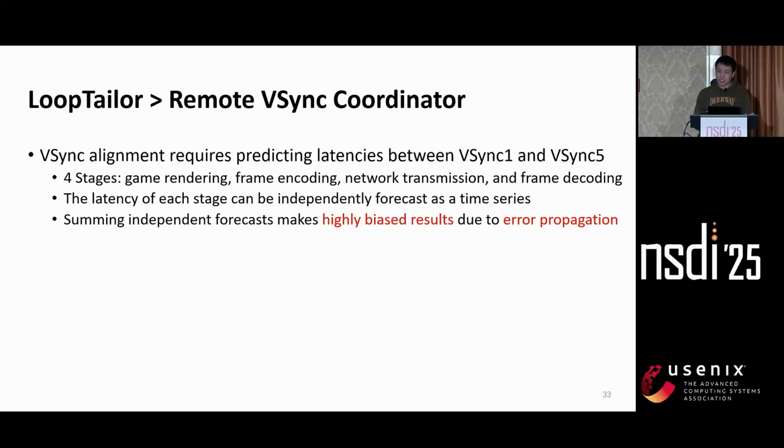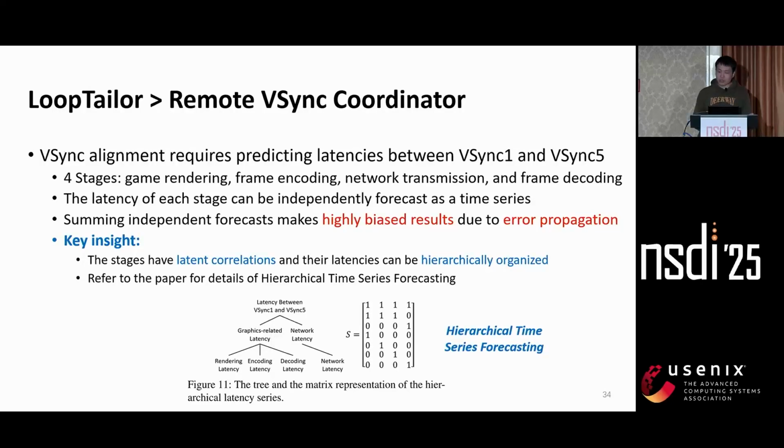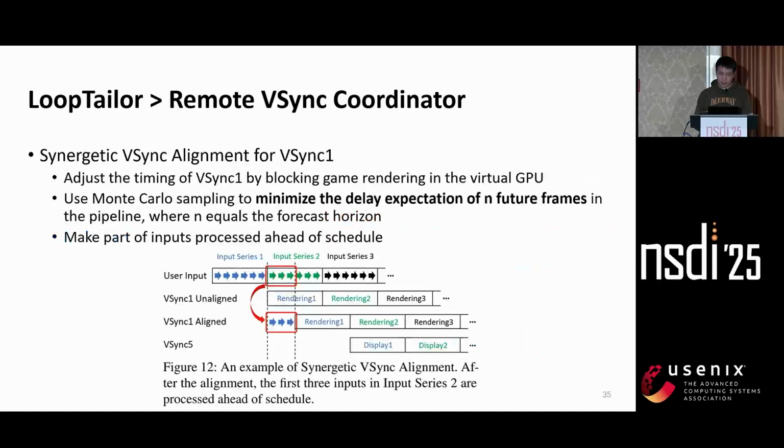Although the latency of each stage can be independently forecast as a time series and summed directly to get the overall latency, the prediction result is oftentimes highly biased due to error propagation. So to minimize the prediction error, our key insight is that the stages have latent correlations within the end-to-end graphics pipeline. Therefore, we adopt hierarchical time series forecasting based on the MinT approach, given that the involved latencies can be hierarchically organized as shown in this figure. For details about the forecasting, please refer to the paper. With the predicted latencies in hand, the paces of vsync events can be adjusted in a synergetic fashion.